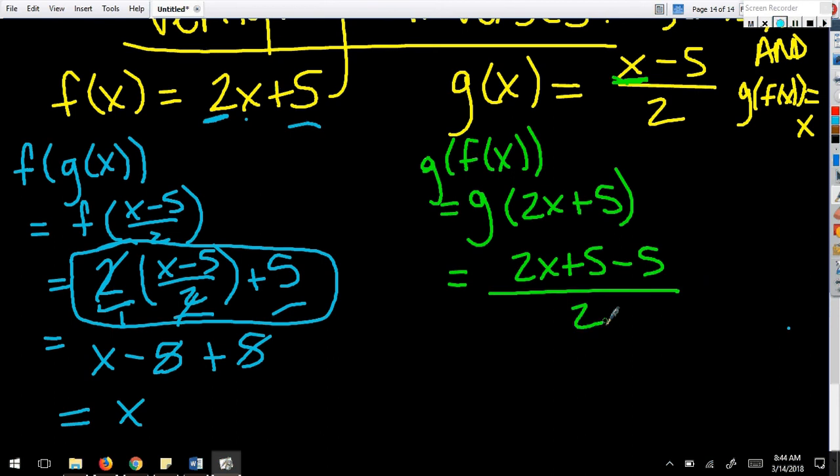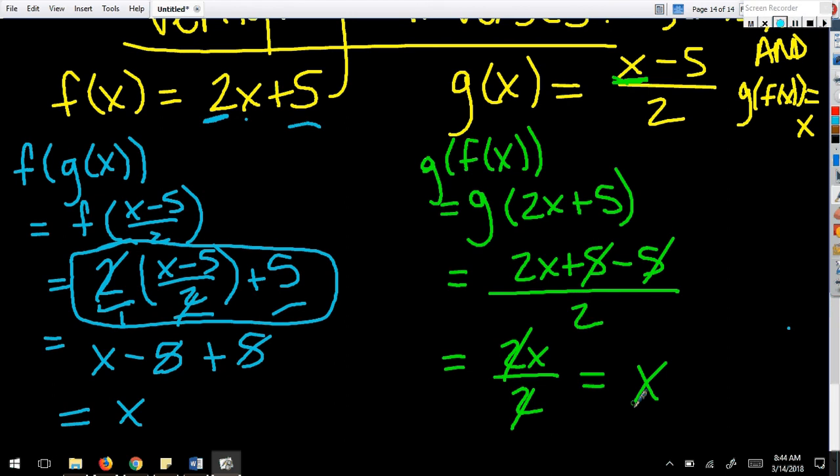What cancels first? The 5s, right? Fractions group things together. Grouping is the same as parentheses, so I do that first. Now what? When it's in the top and the bottom like that, and I'm multiplying, I just cancel them out. This verifies, because I have shown that when I plug one into the other and then go backwards on it, they both equal X.